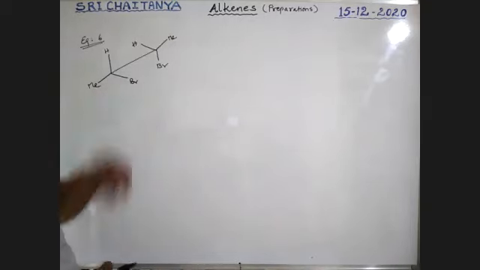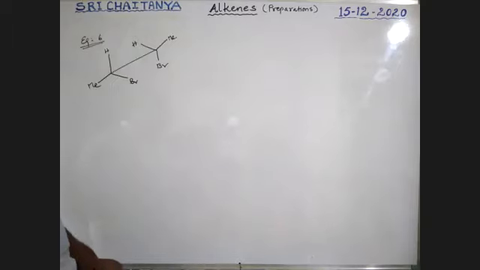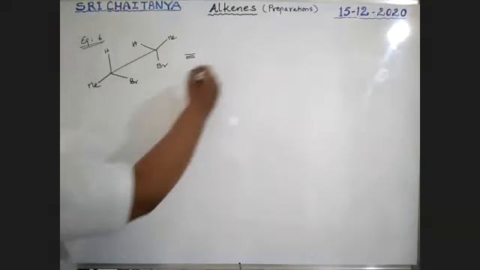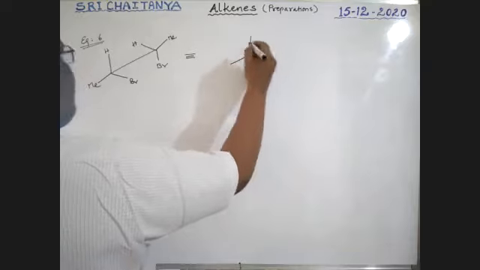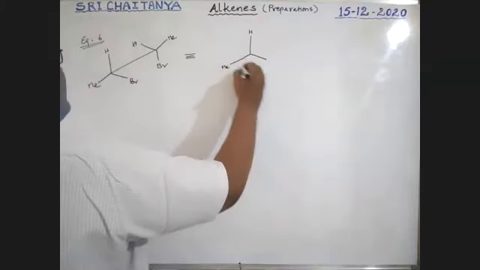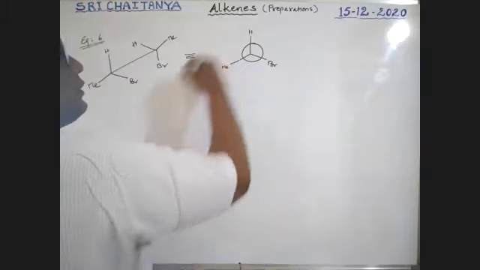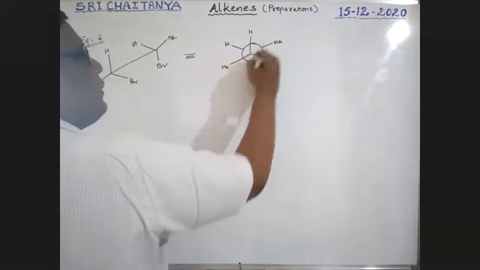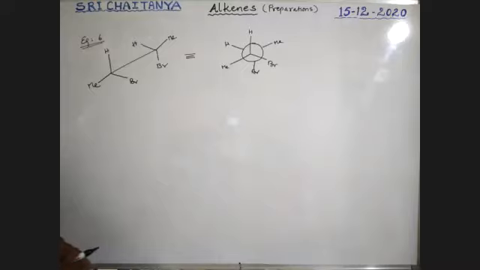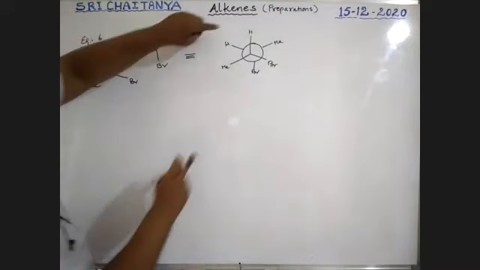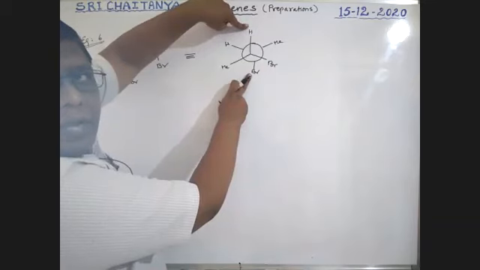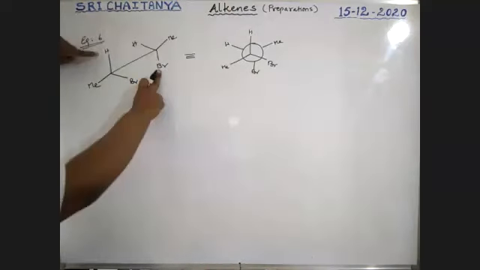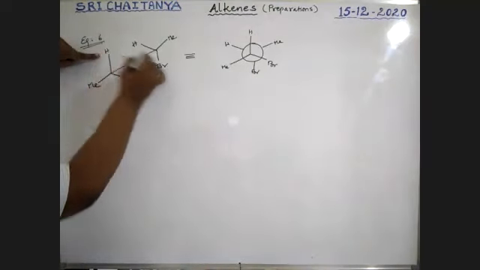Write down its Newman projection, boys. I'm writing the Newman projection. As usual, I'm taking hydrogen, methyl, bromine on this carbon. So this is hydrogen, this is methyl, this is bromine. Now this hydrogen and this bromine are anti-periplanar. Am I correct or wrong? Both are opposite or not?